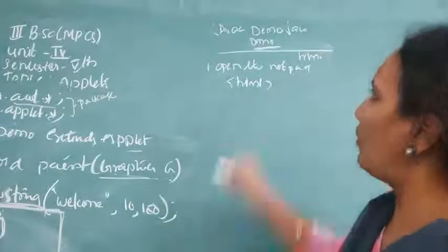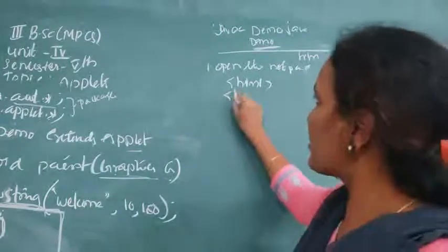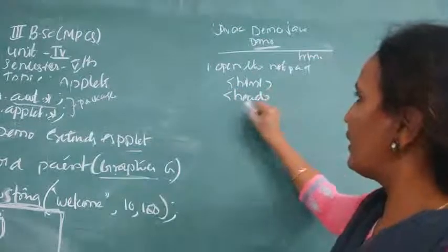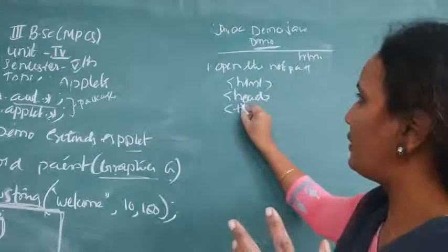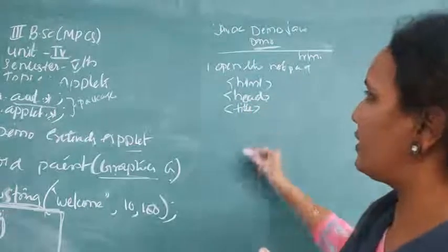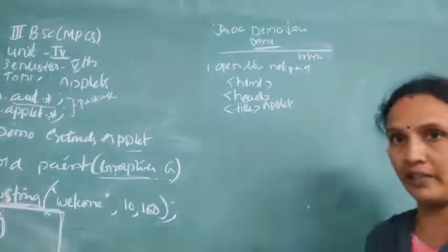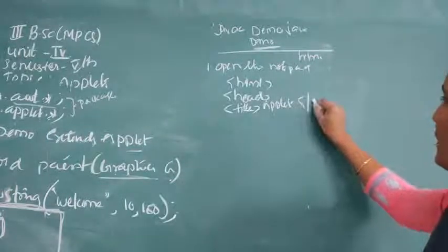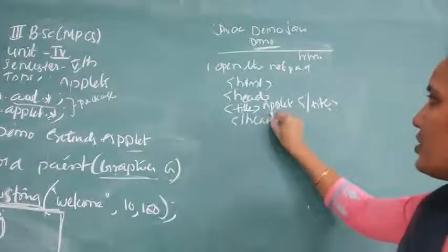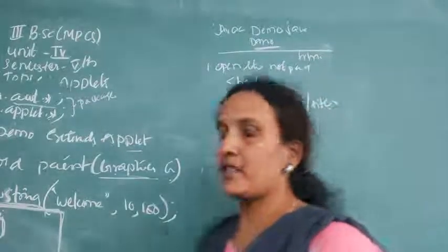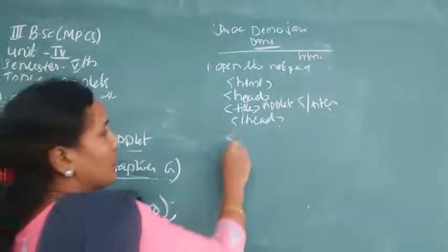HTML. All HTML document structure starts with the html tag. Next, the head section. Here you can give the title of the page. Name of the page you can give in the title tag. For example, here I am giving the title as applet. You can give any title. And close the title. After this, close the head section. Later I will explain in detail about web pages. Now, after this, open the body tag.